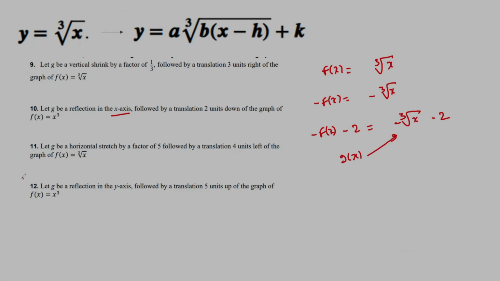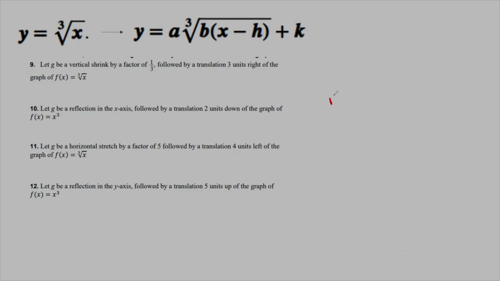Next one. It says my parent function is f of x equals cube root of x. Now, first it says horizontal stretch by a factor of 5. So by a factor of 5, we know with x it is opposite. So that means the reciprocal of 5, which is 1 over 5. So it will be x over 5 because it's a horizontal stretch. So it will be divided. So x over 5. That means my function will become cube root of x over 5.